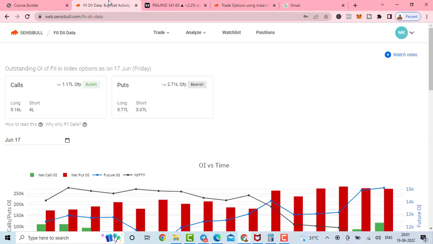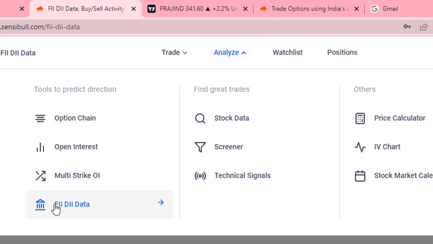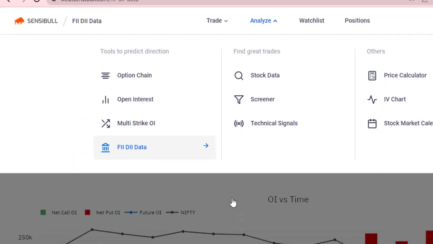Folks, now first let's look at how you can analyze FII data using Sensibull. You have these four options: trade, analyze, watch list, and positions. Click on analyze, click on FII data, which is the last option over here on the left. Click on it and you will get to this page.